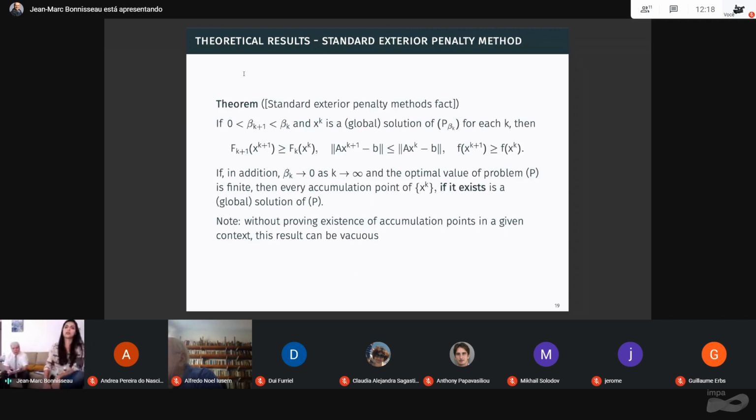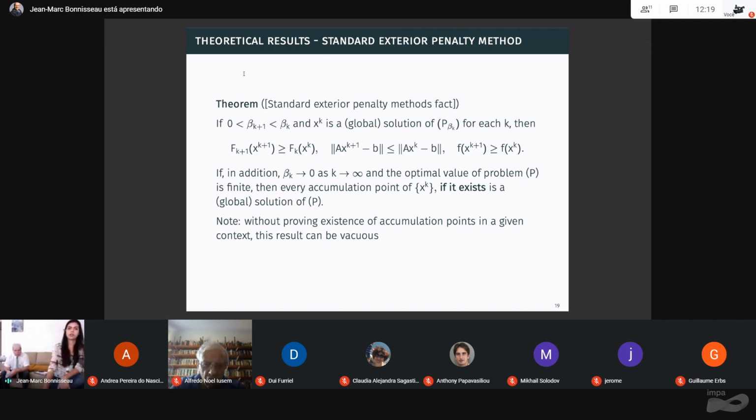First we present results that are standard in this context, the standard exterior penalty methods. This result states that if you have a decreasing sequence beta k and xk, a solution of the problem P beta k, the sequence will have the following behavior. Big Fk of xk will be an increasing sequence. The penalization sequence norm of Axk minus b will be a decreasing sequence, and f of xk will be an increasing sequence. In addition, if beta k is going to 0, the optimal value of the problem P is finite, and every accumulation point of the sequence xk, if it exists, is a global solution of P.